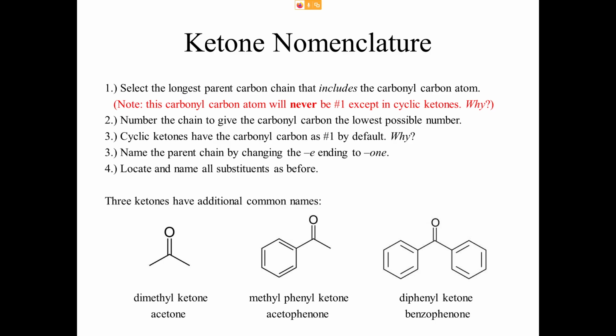Propanone? Propanone, exactly. So propane, we drop the E, we add ONE. So propanone. Do I need to tell you where it is? No, I don't have to tell you it's on number 2 because it can't possibly be anywhere else. If it were on the ends, it would be an aldehyde. So acetone's proper IUPAC name is propanone. How about the next one?